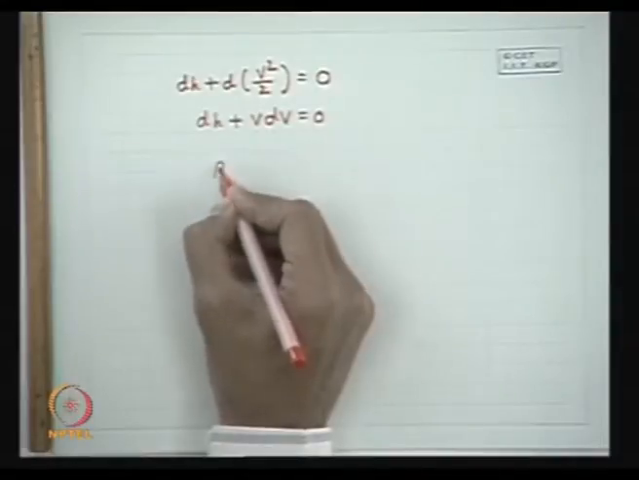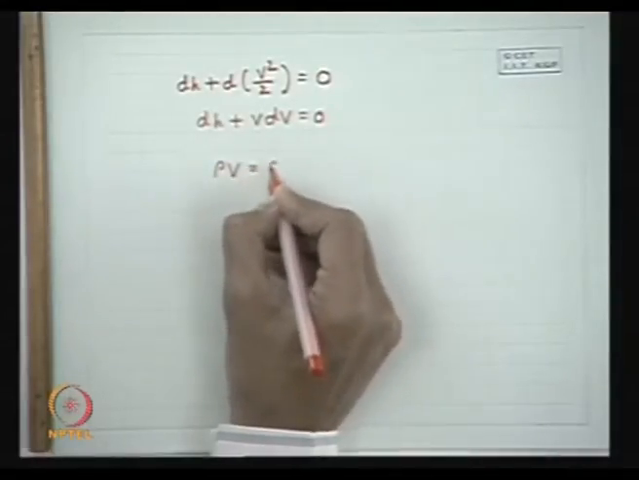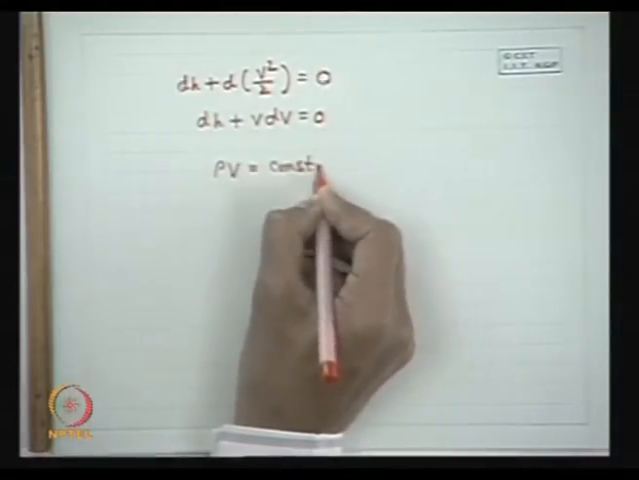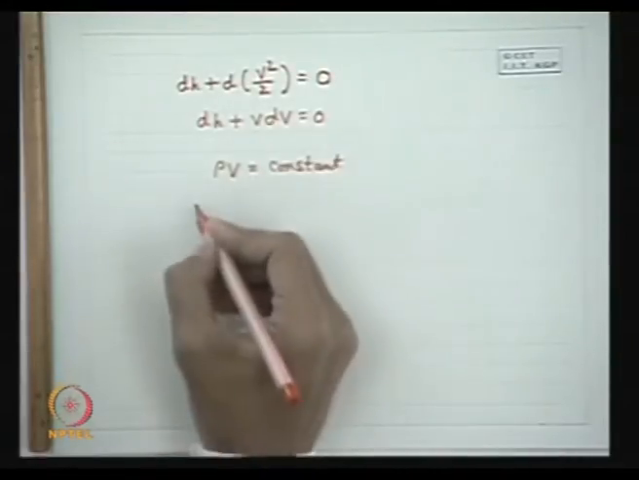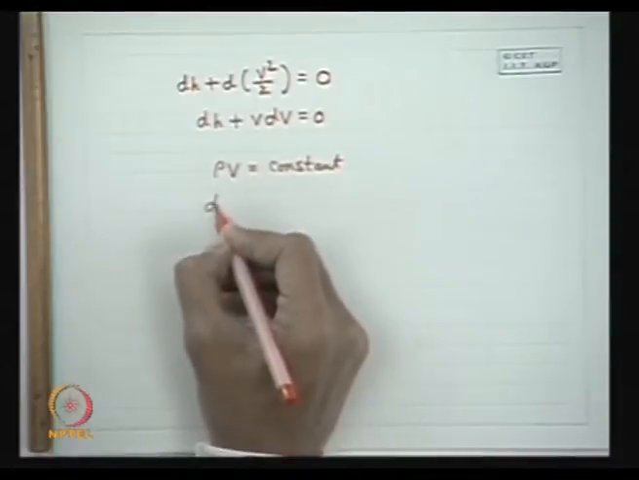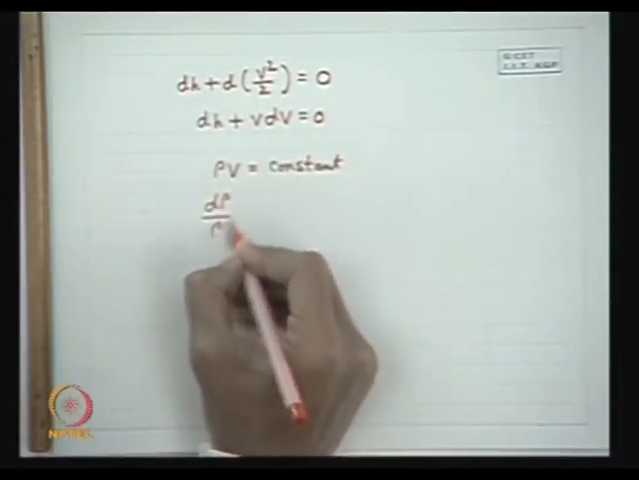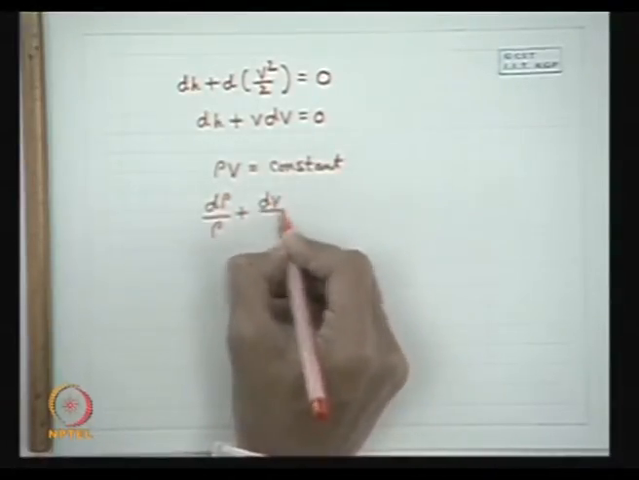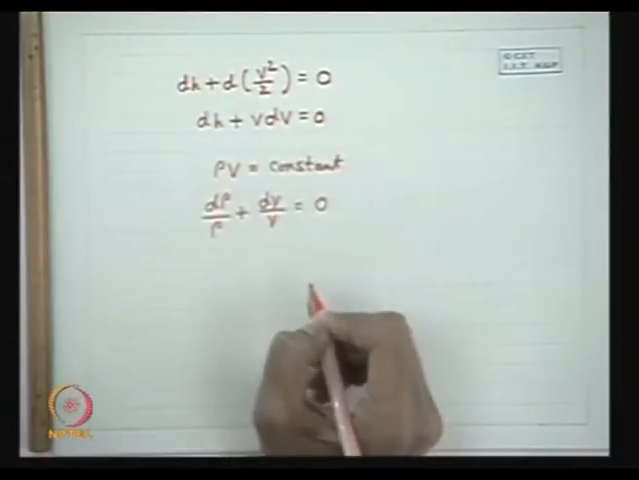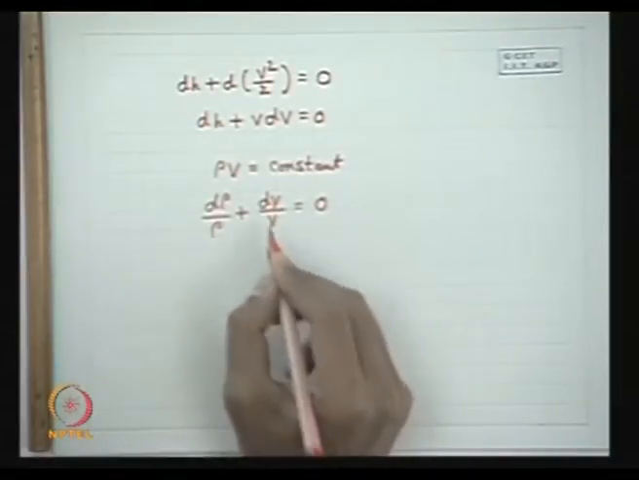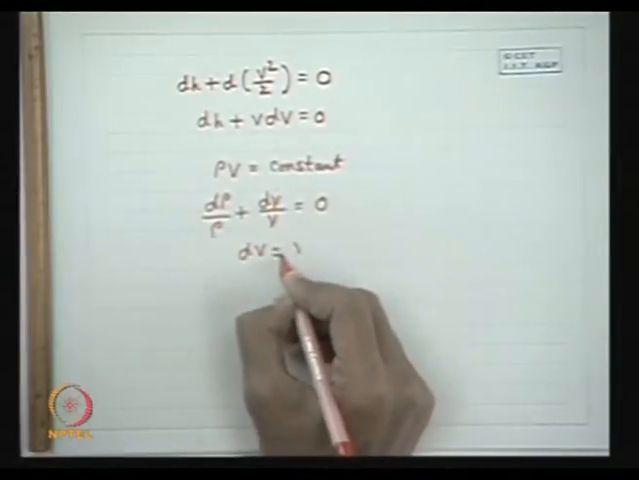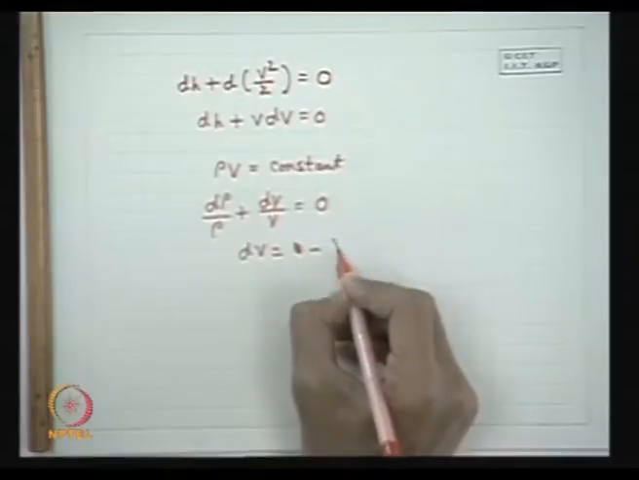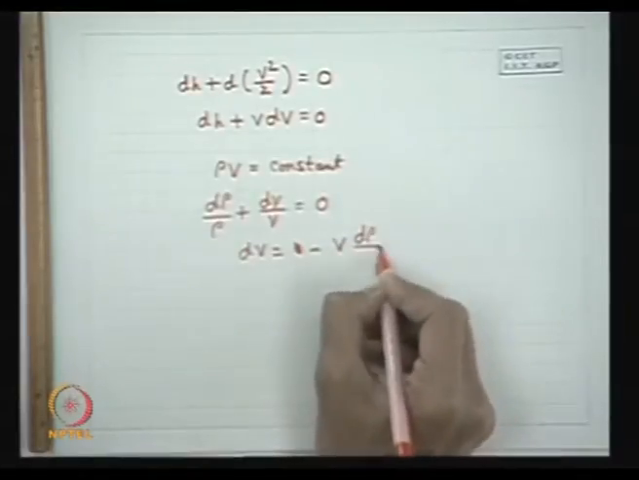The continuity equation tells rho V is equal to constant. Since the cross-sectional area remains constant across the shock, this can be written, by logarithmic differentiation, as d rho by rho plus dV by V is 0, from which we can write dV is equal to minus V into d rho by rho.